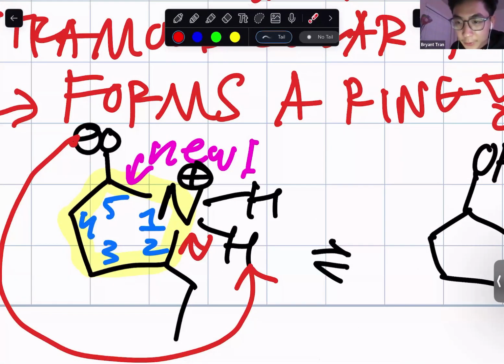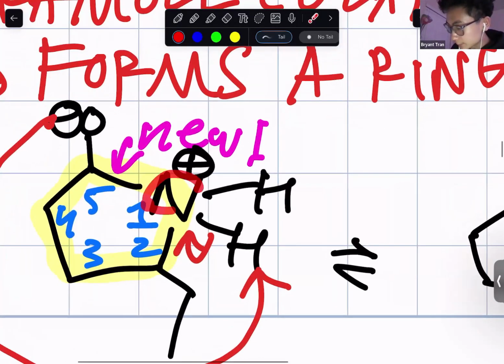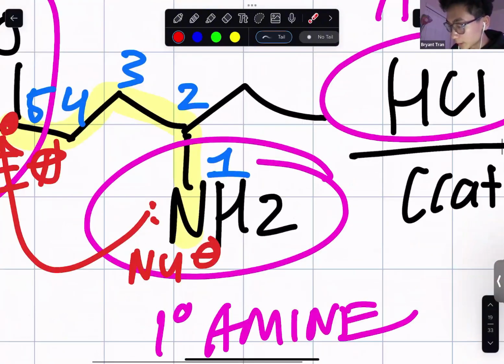Right? And how do you assume that the N in the NH2 has a positive charge? So this N here has a positive charge because before it had 1 pair of electrons.